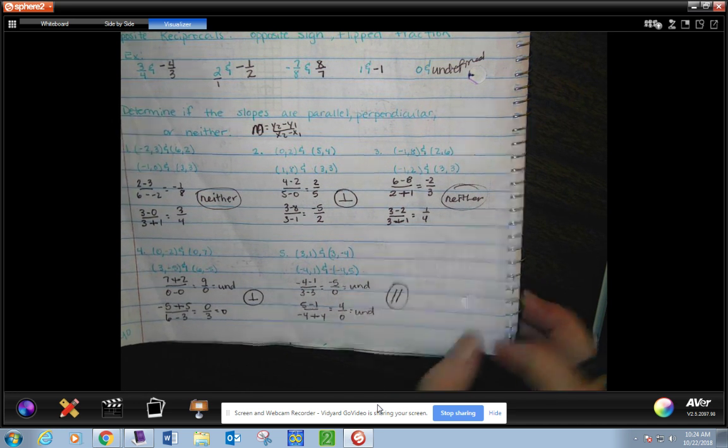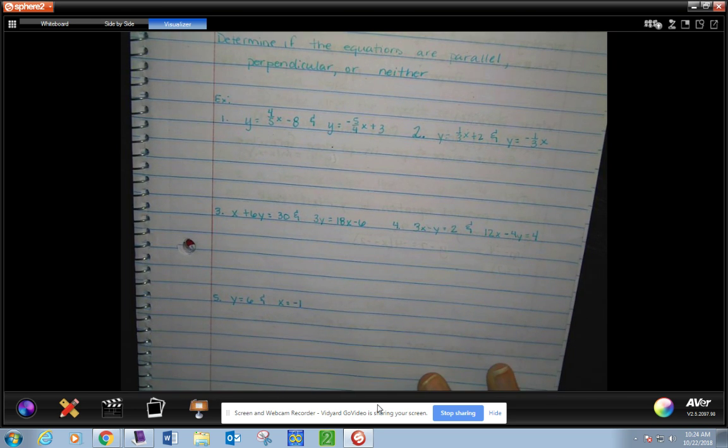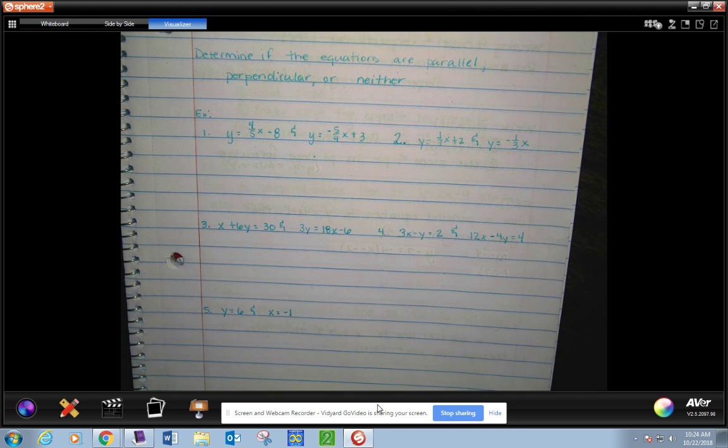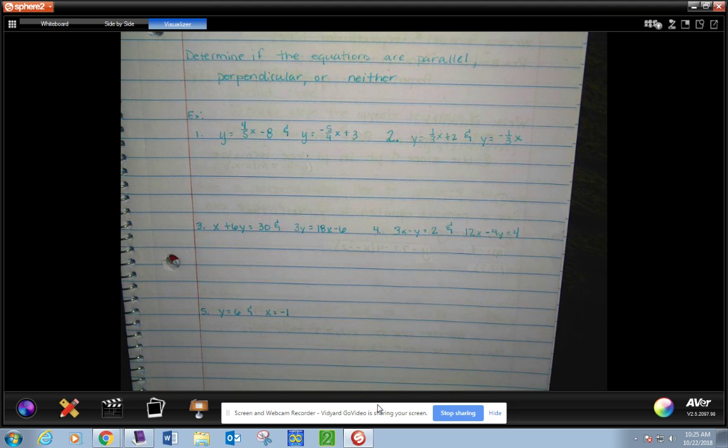Okay, now I'm going to flip to the back, and we have 5 more examples with a little bit of different instructions. We're going to determine if the equations are parallel, perpendicular, or neither. If you want to go ahead and pause and write your 5 examples, you can. These won't take near as long. But when you're doing these, you have to make sure that they're in y equals. So the first 2 are in y equals.